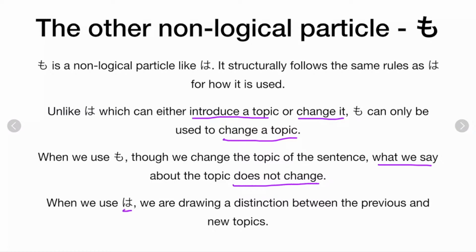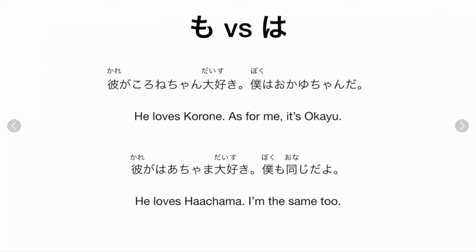When we use wa, we're actually drawing a distinction between the previous and the new topic. So if we introduce a topic with wa, then of course we're obviously allowed to say different things. But if we have the same topic, right? So when we change a topic or when we introduce a topic, wa is used to talk about something different. If you're saying the same thing about the same topic, you use mo. We'll see it in action, it'll make a little more sense, right?